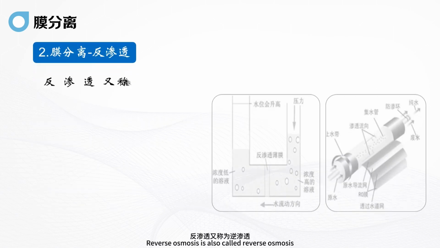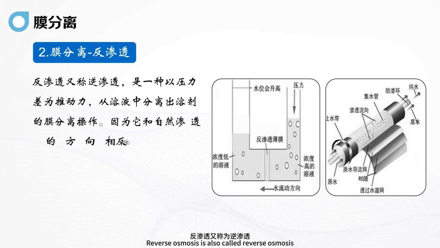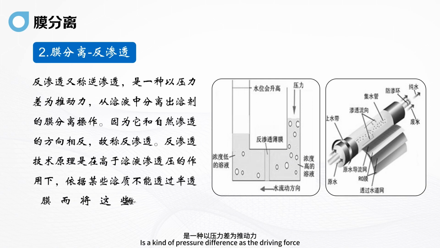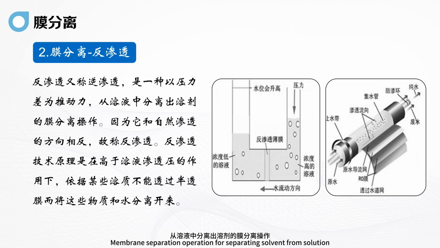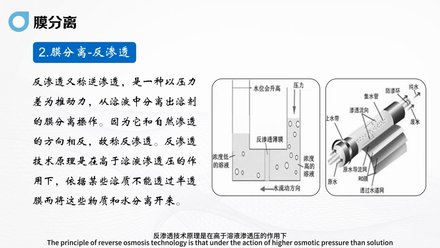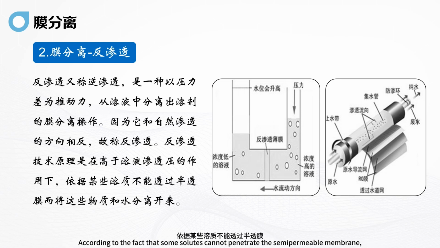Reverse osmosis is a membrane separation operation that uses pressure difference as the driving force to separate solvent from solution. Because it is opposite to the direction of natural osmosis, it is called reverse osmosis. The principle of reverse osmosis technology is that, under a pressure higher than the osmotic pressure of the solution, and based on the fact that some solutes cannot penetrate the semi-permeable membrane, these substances are separated from the water and taken away.